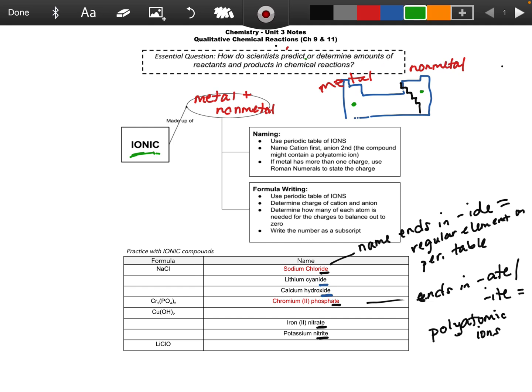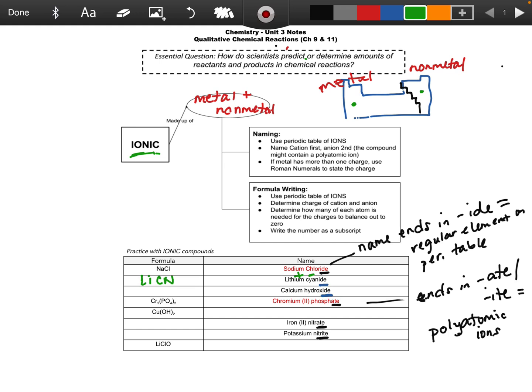Okay, if we look at the first one, lithium cyanide, when you're writing the formula, we have to balance out the positive and the negative charges. Lithium is +1, cyanide is -1. So those charges are already equal and opposite, which means for the formula, you would need one lithium and one cyanide ion. So it'd just be LiCN.